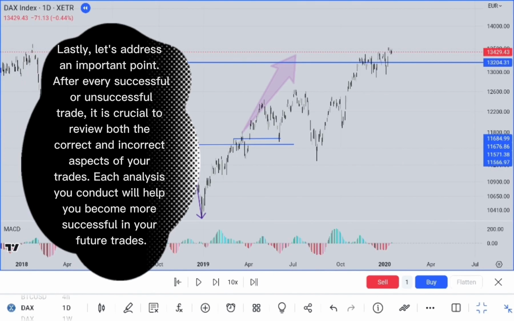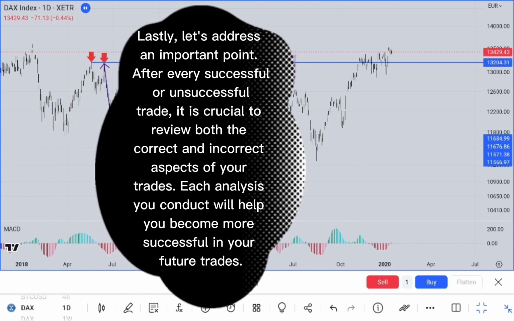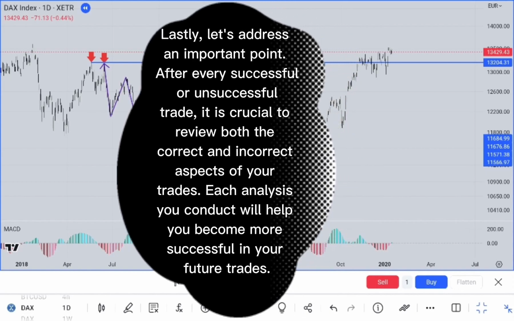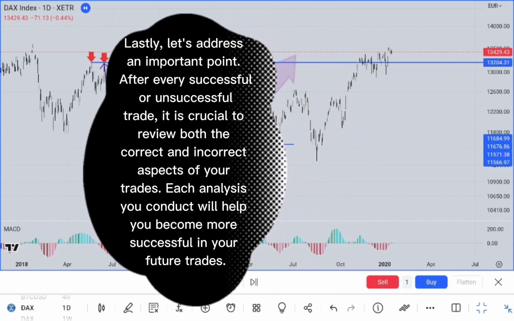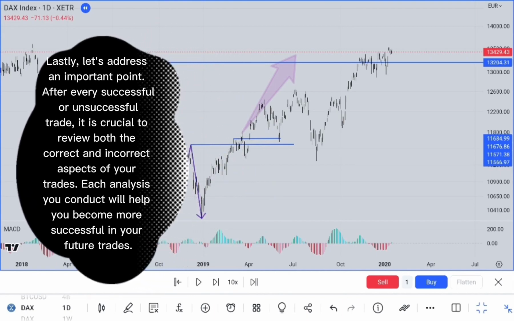Lastly, let's address an important point. After every successful or unsuccessful trade, it is crucial to review both the correct and incorrect aspects of your trades. Each analysis you conduct will help you become more successful in your future trades.